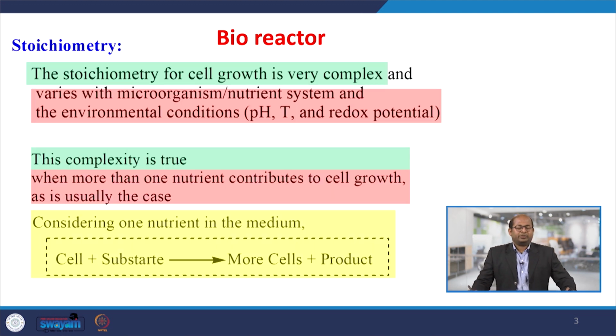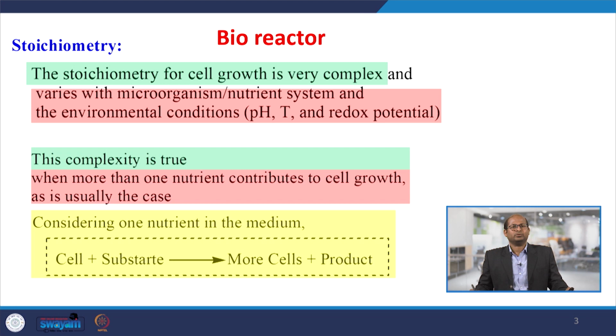Already we have discussed that for a bioreaction we need a cell and a substrate, that we have to put inside a reactor, which is called a bioreactor. Then new cell formation or cell growth would be there, and at the same time product formation would be there. If you want to talk about any reaction, the reaction stoichiometry is very important. For any general reaction we usually express A plus B going to C plus D.